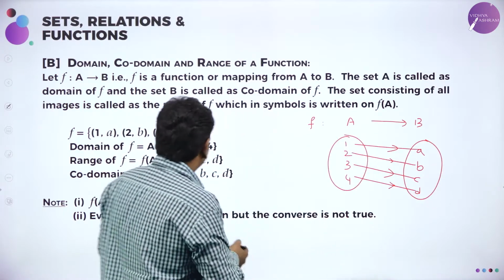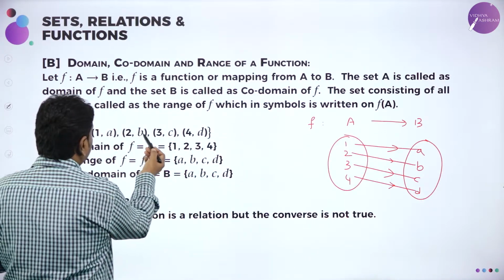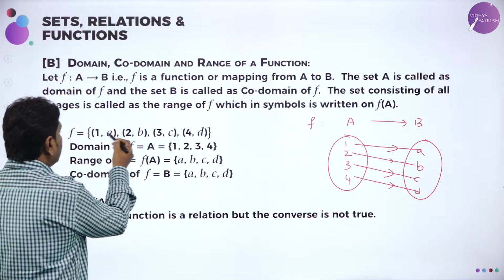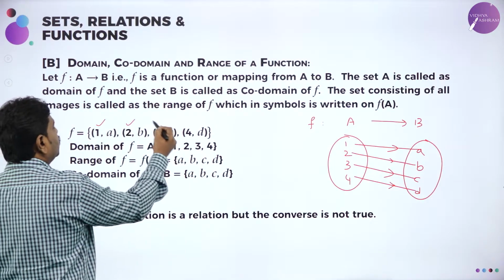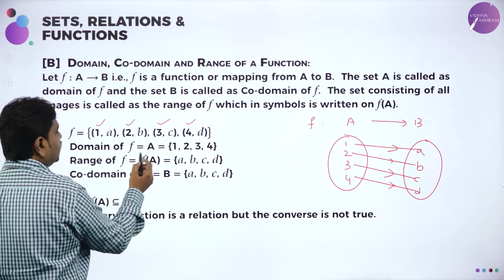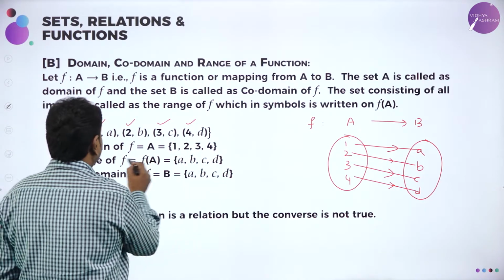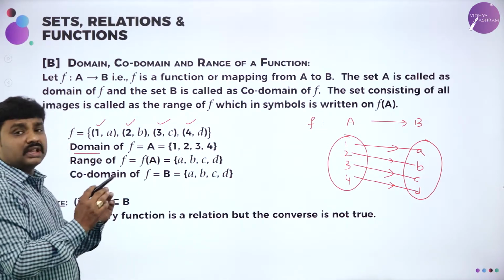So every element in the domain, the first set we call it as domain, the second set we call it as codomain. Or when they write ordered pairs 1A, 2B, 3C, 4D, group all the first elements. First elements you have 1, 2, 3, 4. You write them in one set. So 1, 2, 3, 4. We call this as what? Domain.